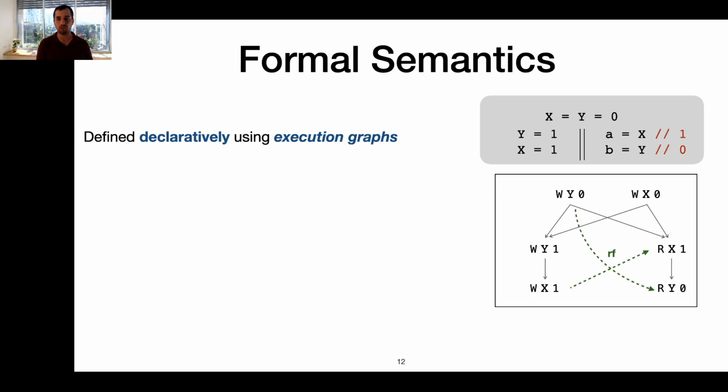Here we have only one option. The read of X can only read the value 1 from here, and the read of Y can only read the value 0 from here. We obtain the happens before relation: all paths formed by program order and reads from edges.